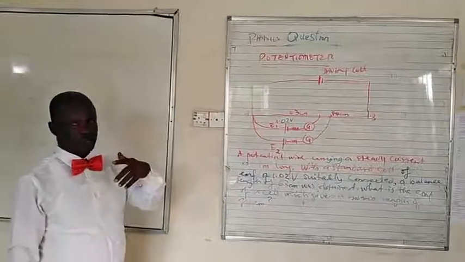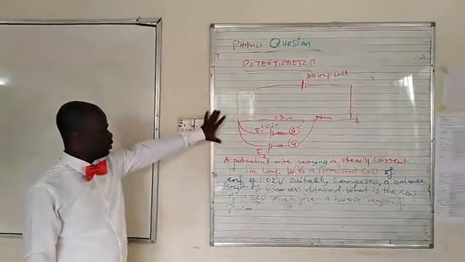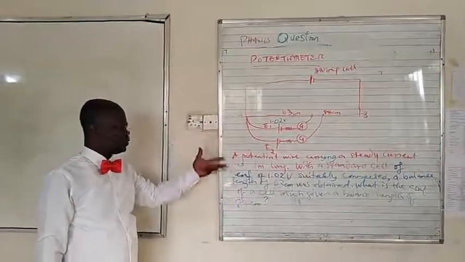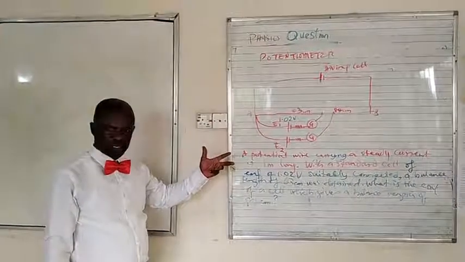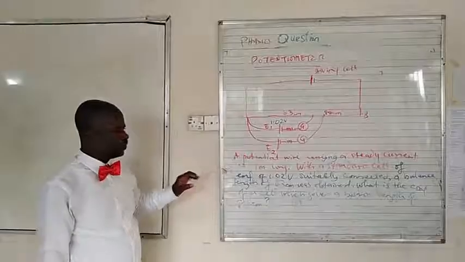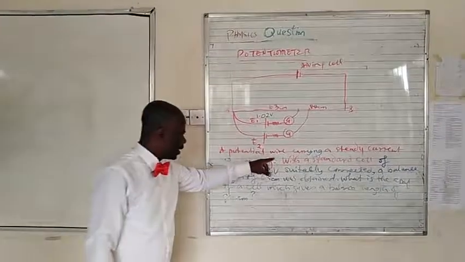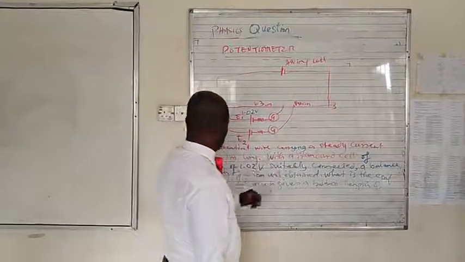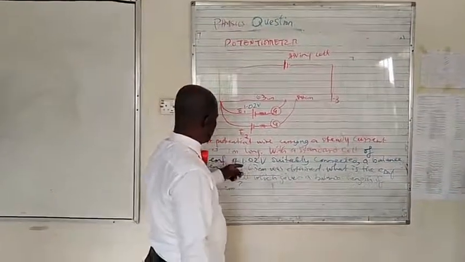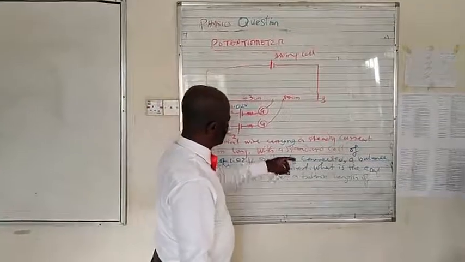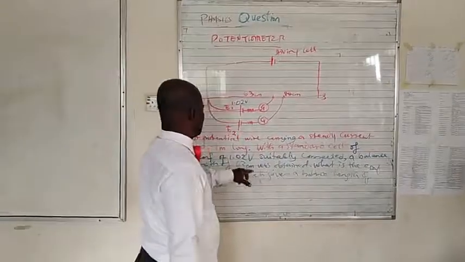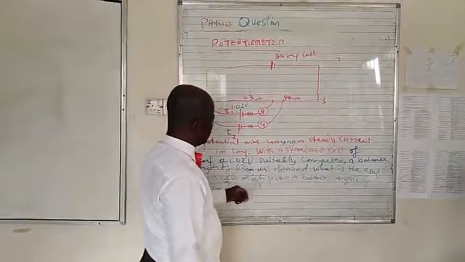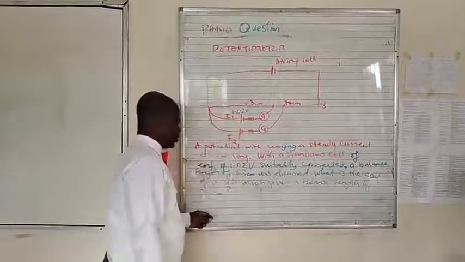Now we have finished that other example. This one we are focusing on the potentiometer. Like I told you earlier, a potentiometer provides an accurate means of comparing the EMF of two cells. And this is a practical example. A potentiometer wire carrying a steady current is 1 meter long. With a standard cell of EMF 1.02 volts suitably connected, a balanced length of 63 centimeters was obtained. What is the EMF of a cell which gives a balanced length of 84 centimeters?